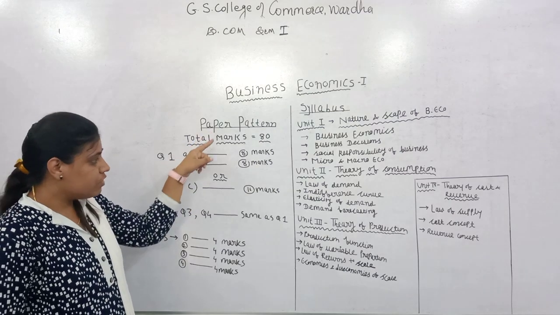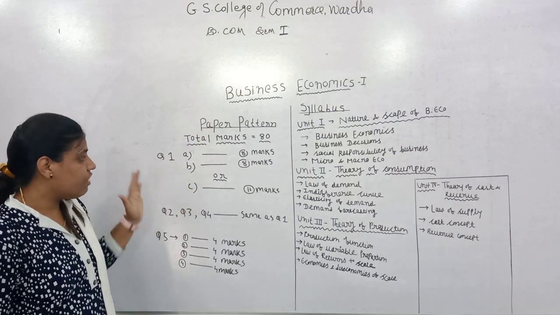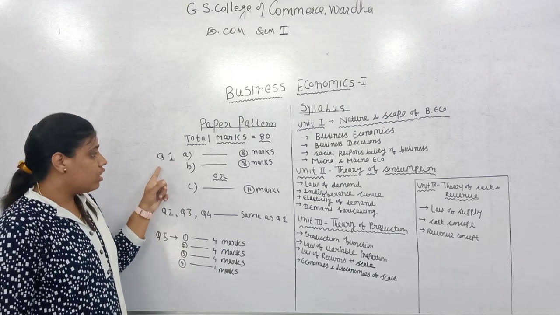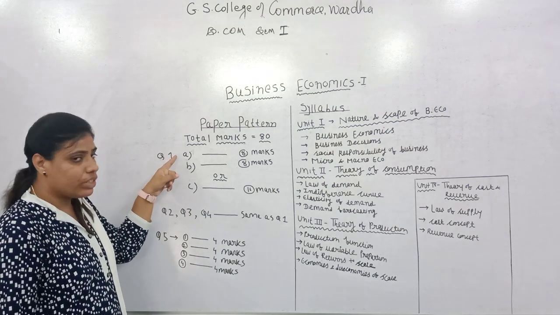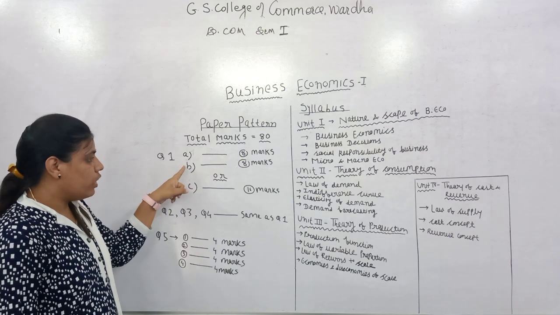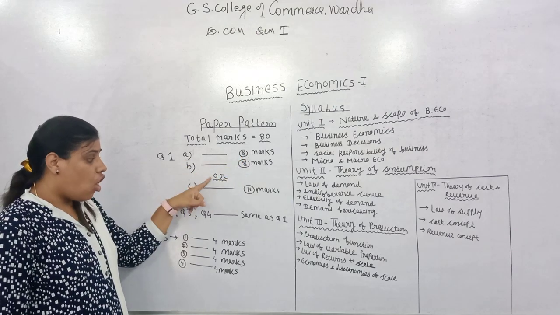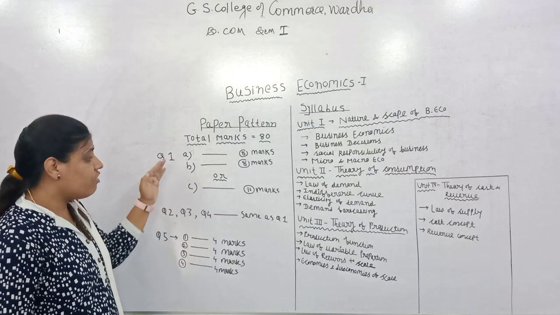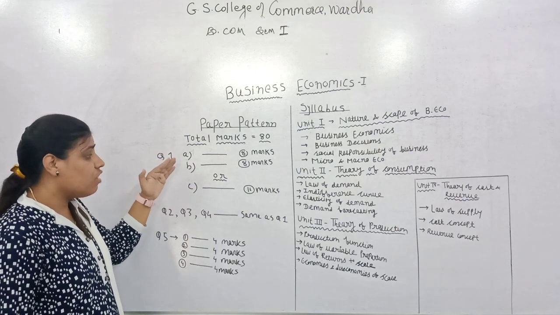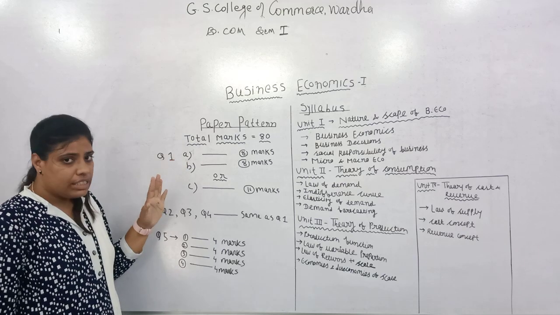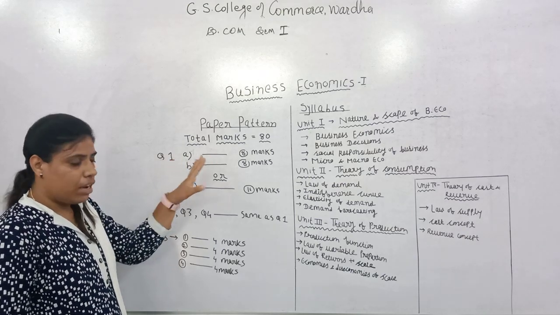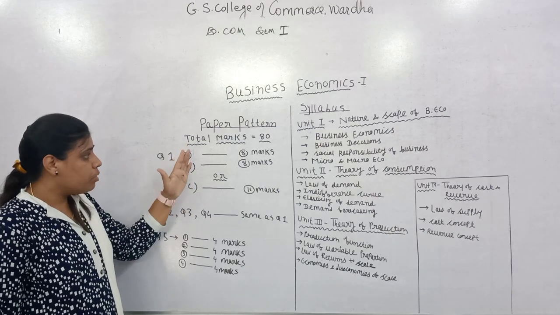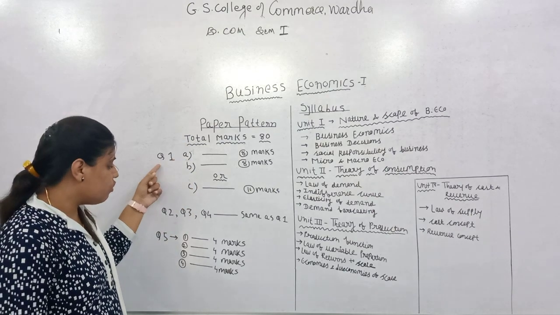Your paper pattern would be like this. You would be having a total of 5 questions. Question 1 will consist of question A for 8 marks, question B for 8 marks, or question C for 16 marks. So you have to solve either A and B, or C for the 16 marks. Then question 2, question 3 and question 4 will follow the same pattern as question 1.